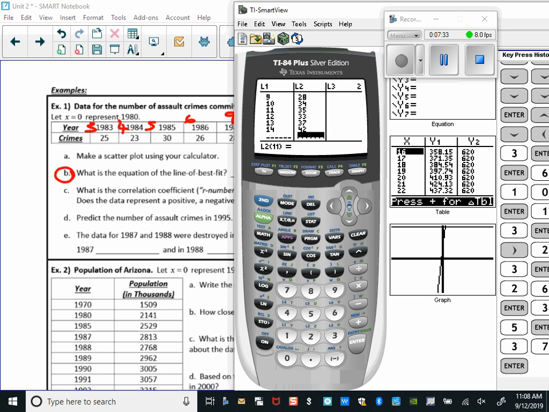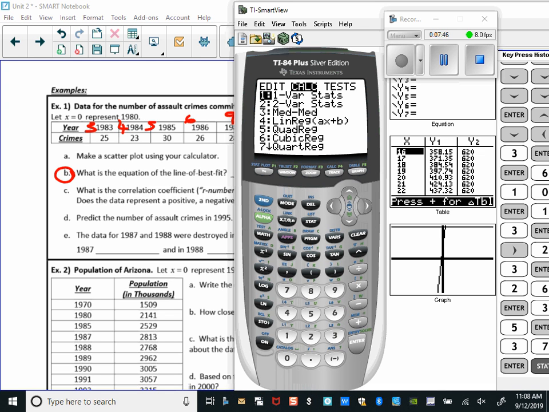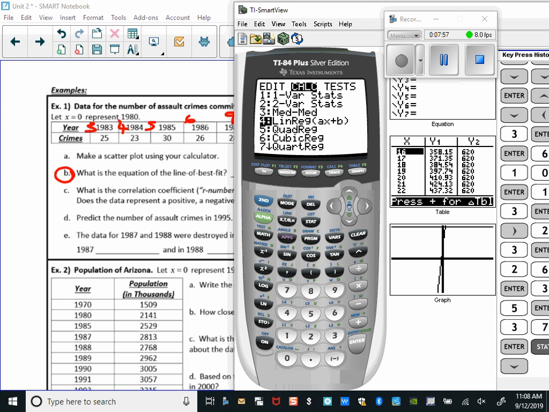So list 1, list 2 is all good. I'm going to go back to my stat button, and I want to calculate my line of best fit. So I'm right-arrowing over to calculate, and I want my line of best fit. Which one looks like the word line? Line reg, which stands for linear regression, which is what we want.